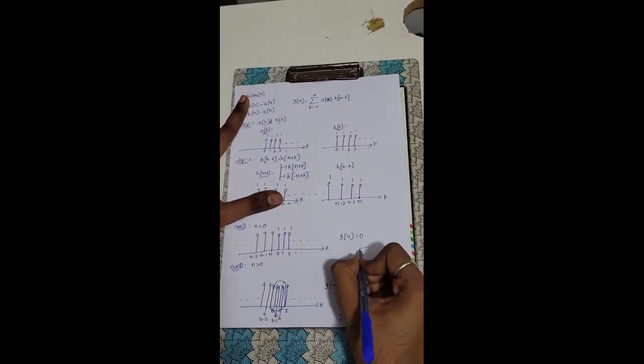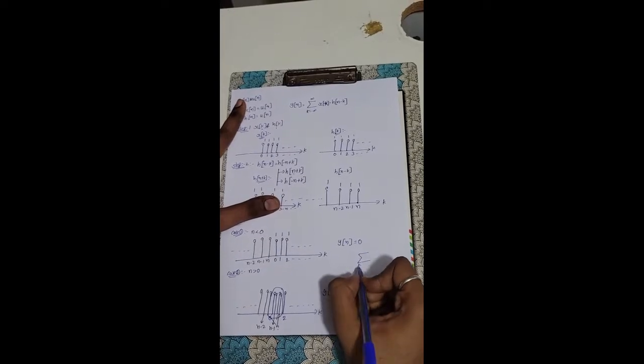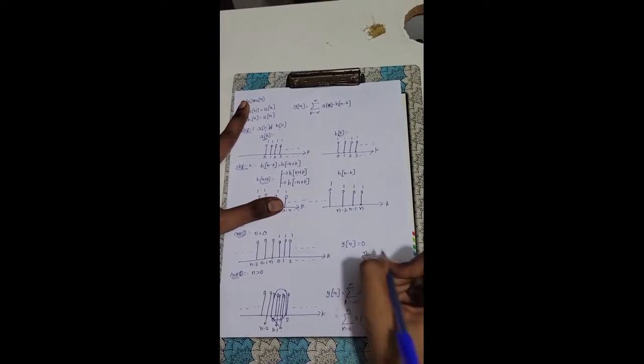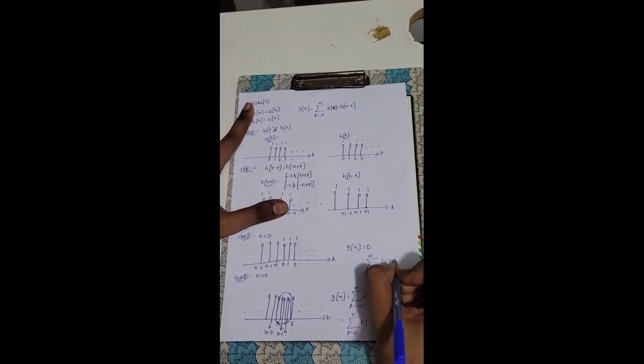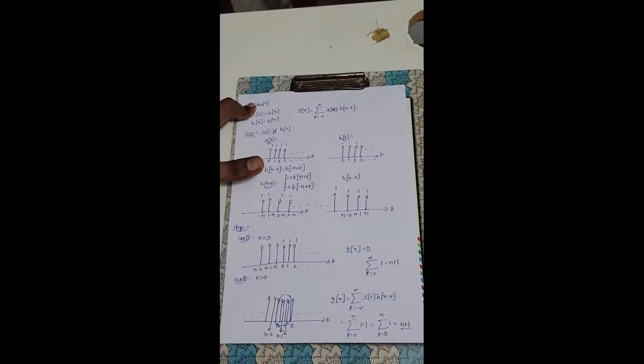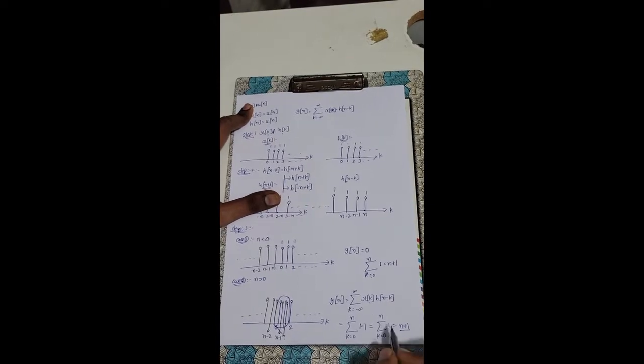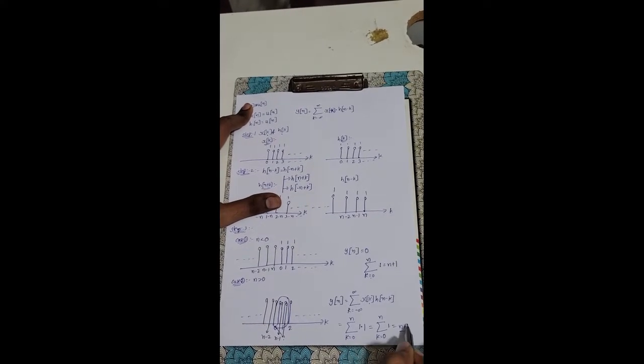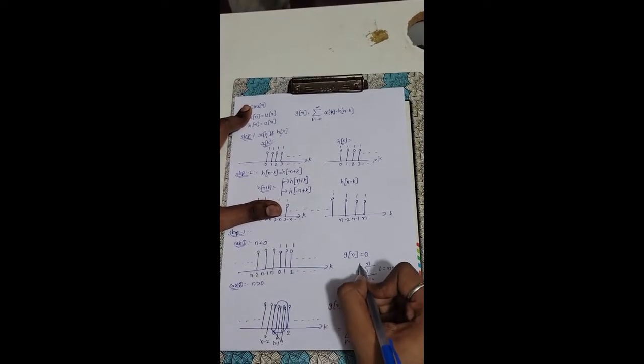The formula is summation of 1 from k equal to 0 to n is equal to n plus 1. The same formula applies here, 0 to n of 1. So there are n plus 1 terms. Total n plus 1 will be the summation of this function value.